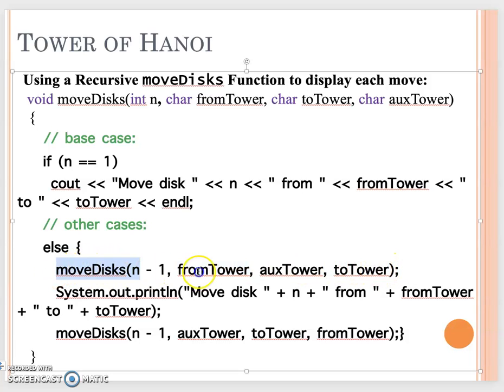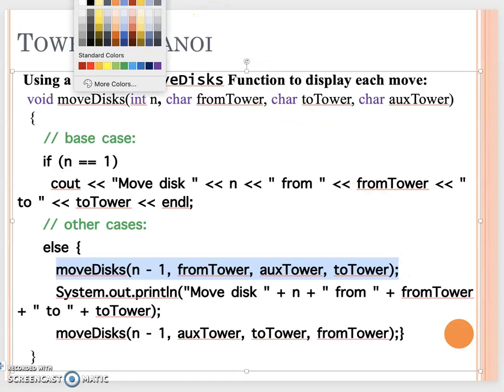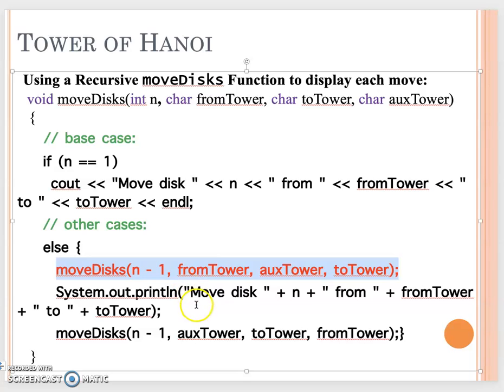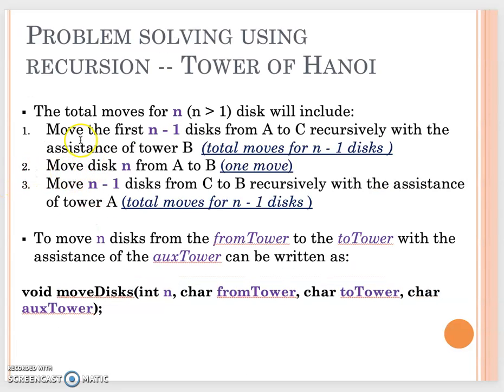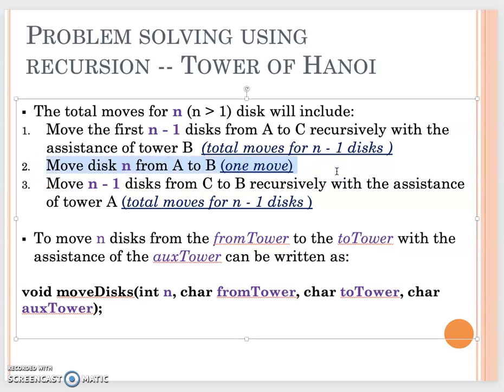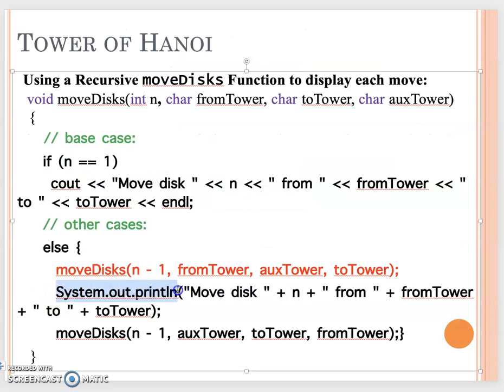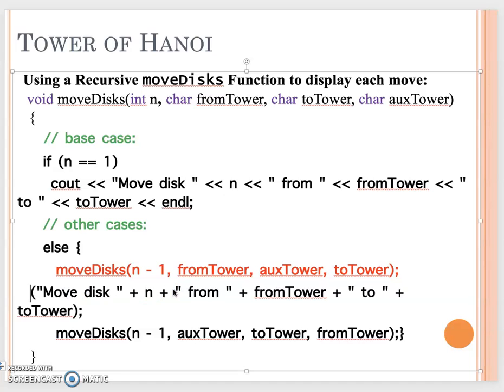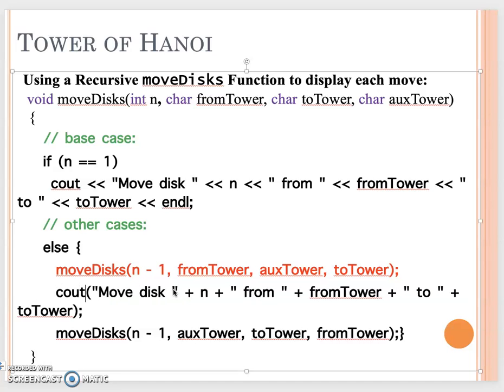So that's the recursive function code. Of course, we need to do it twice, and we do the second one later. After you call the recursion function with n-1, remember we told you, we move n-1 to the assistant tower. Then I just need to move the disk n from A to the destination. So the second one, I just display my result. Again, using C++, that's cout.